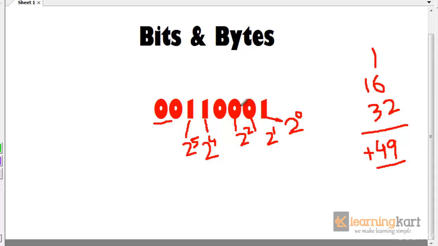Just multiply every bit with the corresponding value of 2 to the power position minus 1. So in case this is the first digit, it will be 2 to power position minus 1. Multiply every bit with this value and then add all those that you obtain. The total will give you the magnitude of the number.